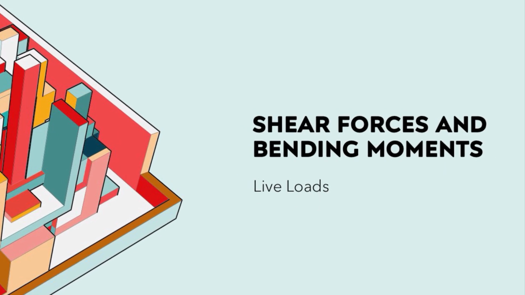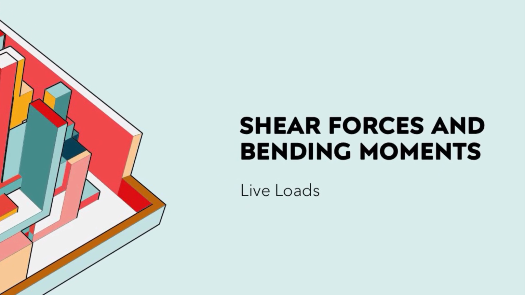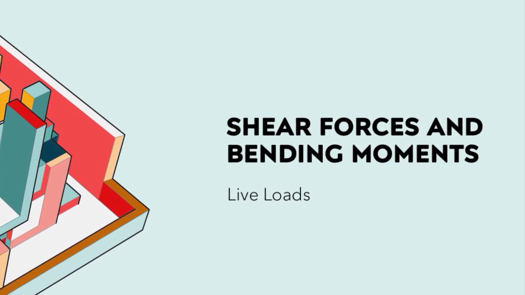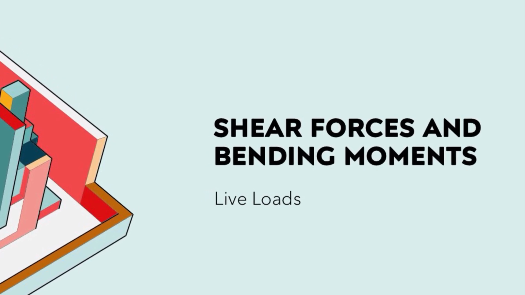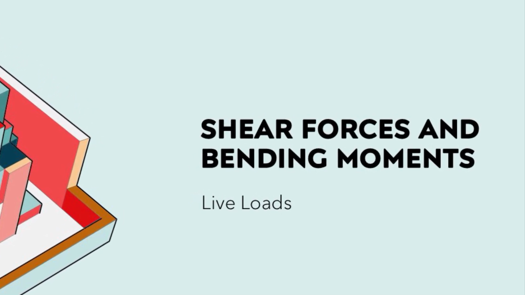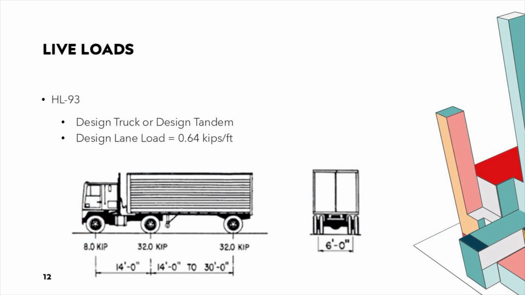Dead loads can be pretty straightforward considering that those loads are permanent and do not move throughout the life of the bridge. Live loads, however, can be distributed differently throughout the entire structure. The design live load is the HL93, which consists of a combination of the design truck or design tandem with dynamic allowance and the design lane load without dynamic allowance.